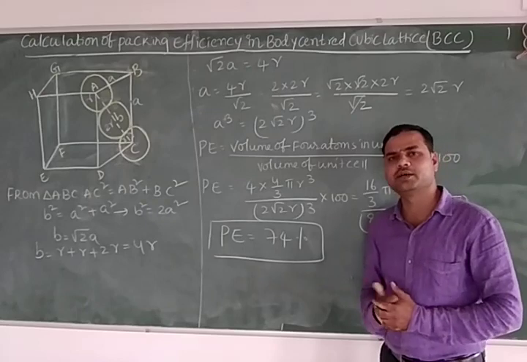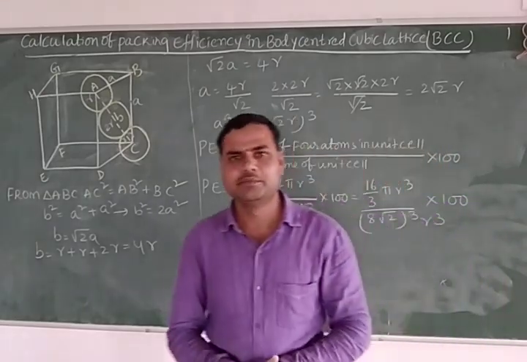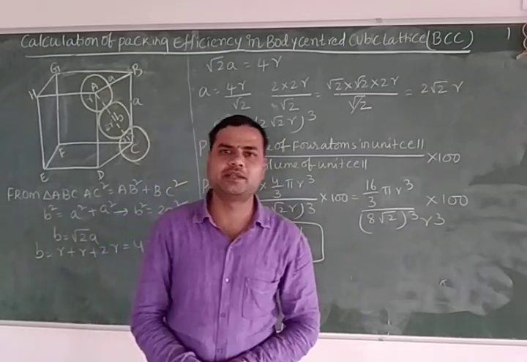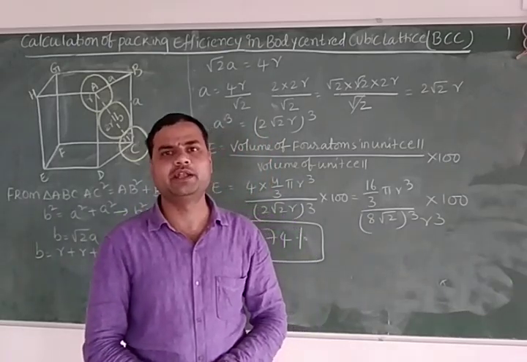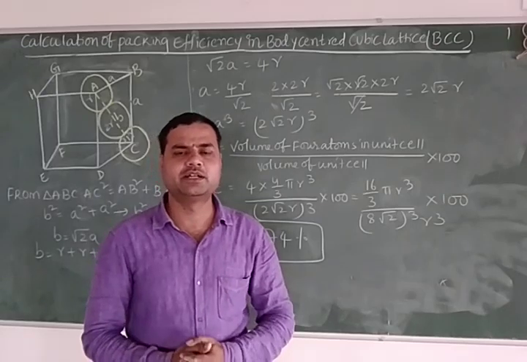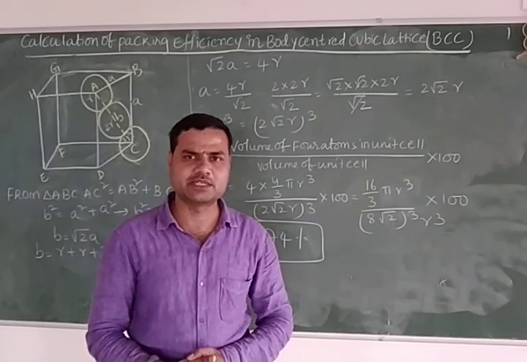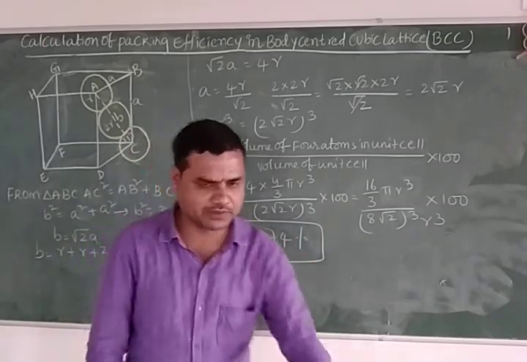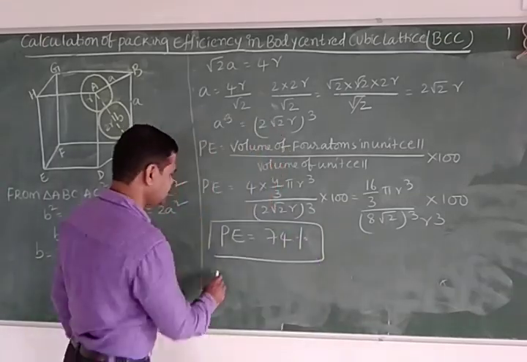Packing efficiency is how much? 74%. Here once again I repeat that in case of simple cubic the packing efficiency is 52.7%. In case of body centered we have a packing efficiency value of 68%. Here we got 74%. The meaning of this is that packing efficiency is 74.